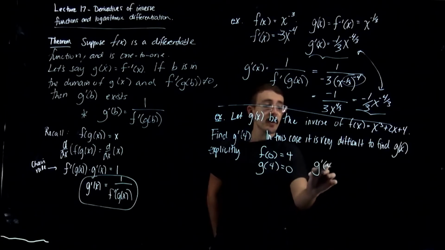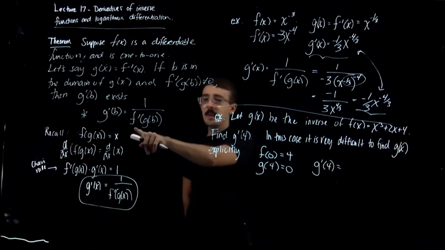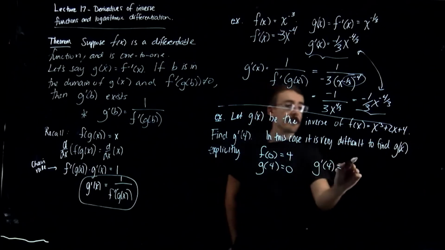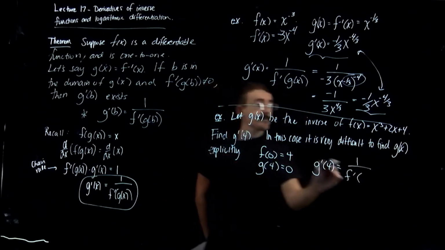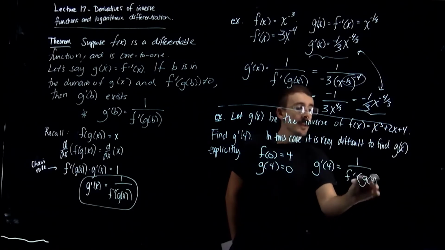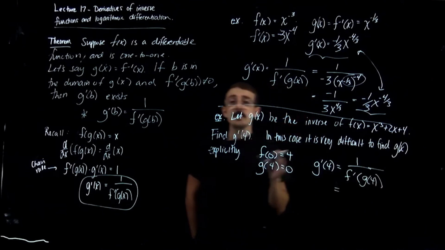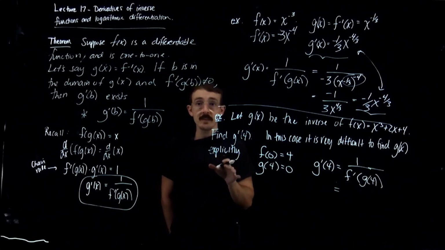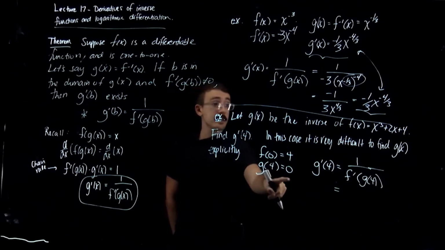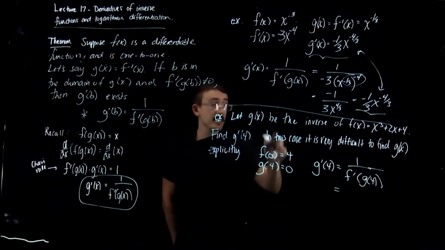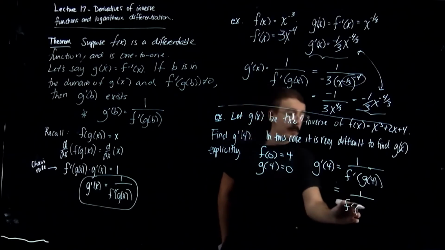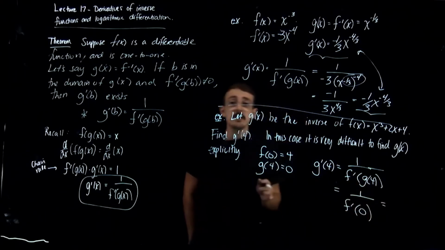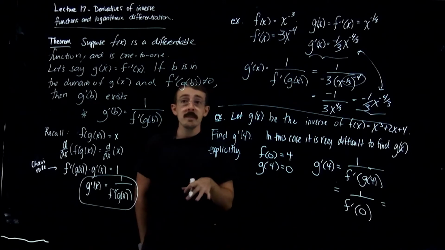So g prime of 4 is equal to, I'll follow this formula, so 1 over f prime of g of 4. And luckily, even though I do not have an explicit formula for the inverse, I do know what g is at 4, what the inverse would be at 4. It's 0, just based on knowing f of x. So this is 1 over f prime of g of 4, which is 0. So this boils down to, do I know what f prime is at 0?